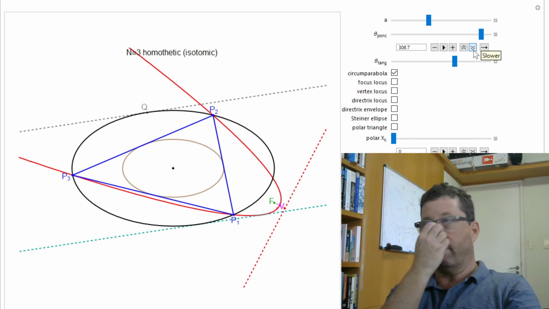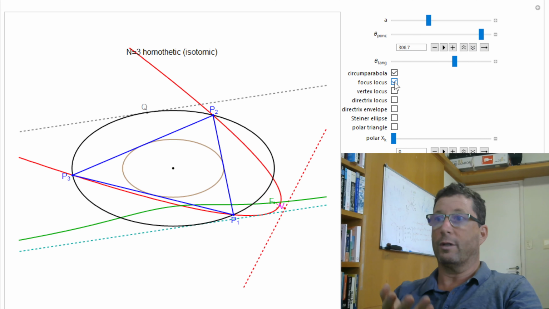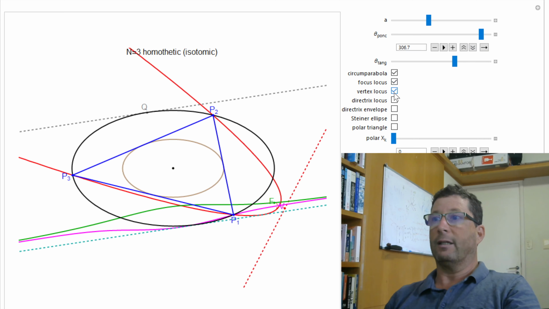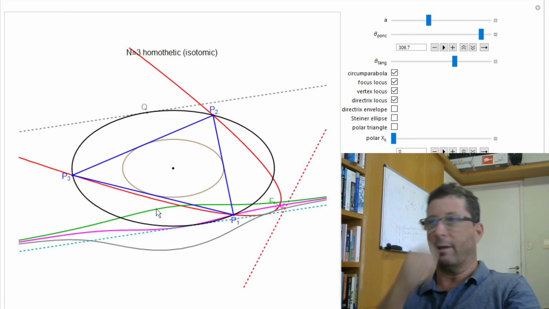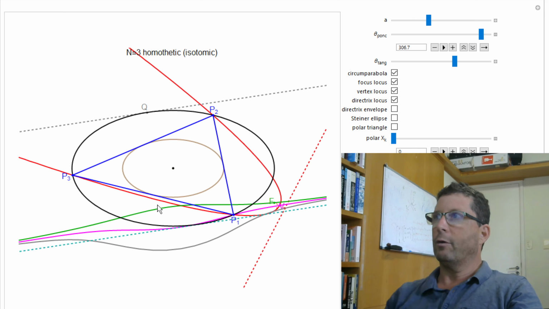And we saw in a previous video that the focus locus was not a simple curve, neither was the vertex locus, neither was the directrix center locus. These three curves were not simple. Recall that the green curve is a straight line in the bicentric family. Now you get the following surprise.